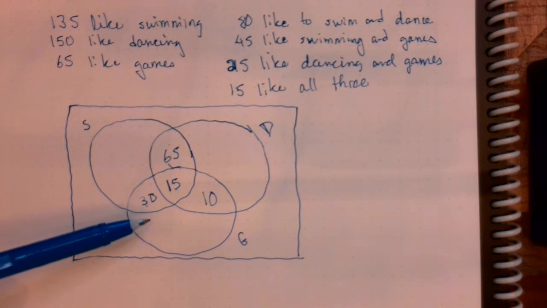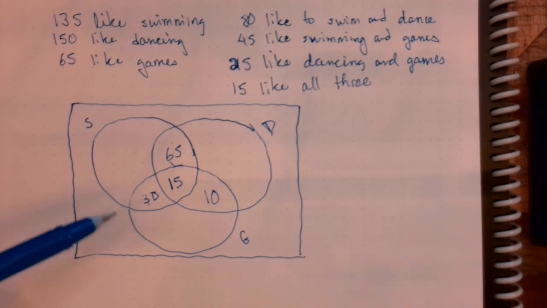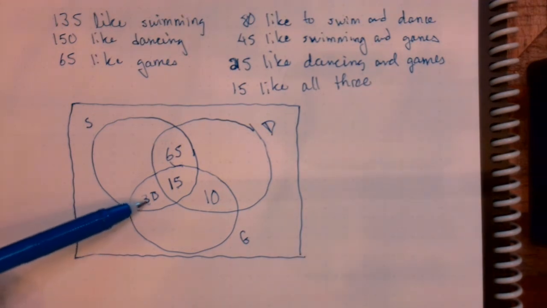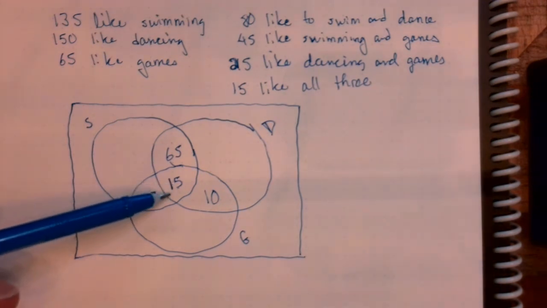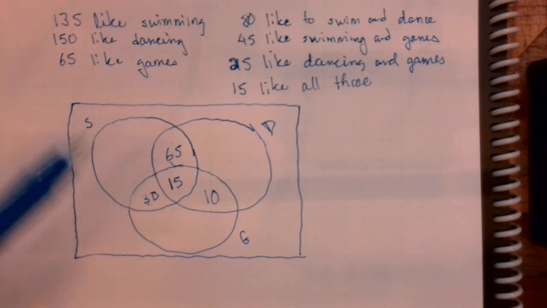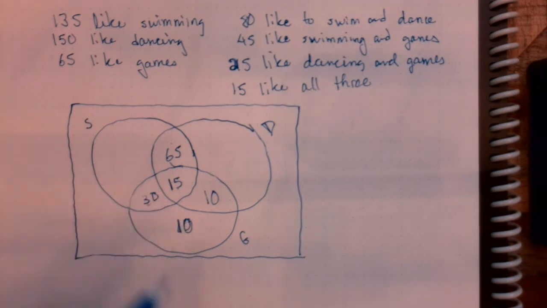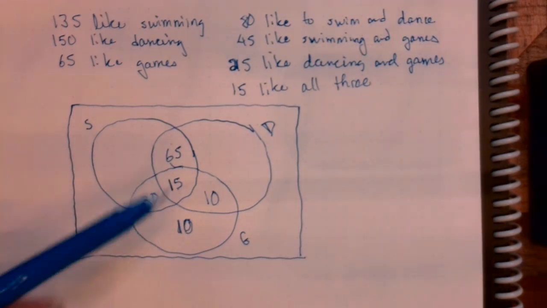Let's think about what would make that work. We got 30 people here already, another 15 here, so that total is 45. We got 10 people here, so that's 55. We got to get to 65, so there must be 10 people in this region right here.